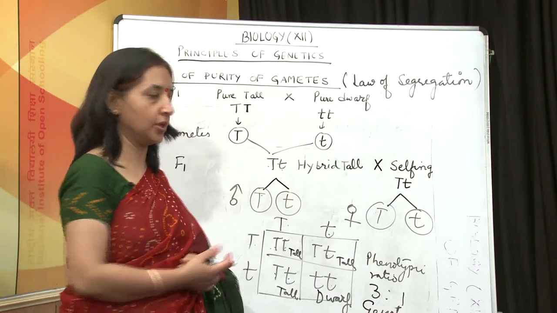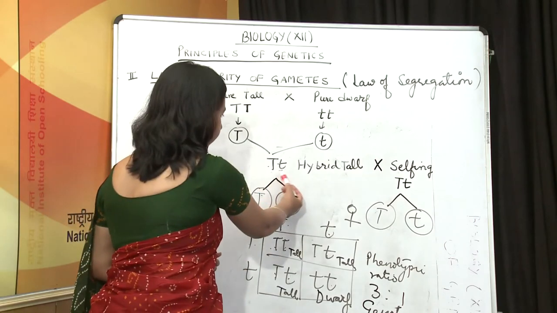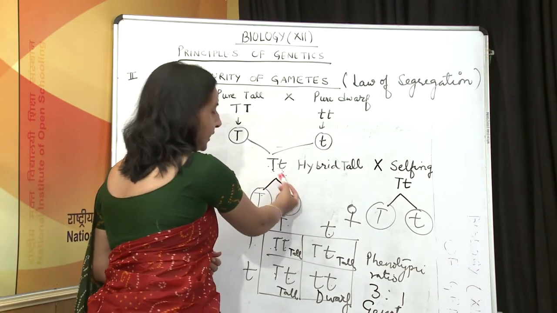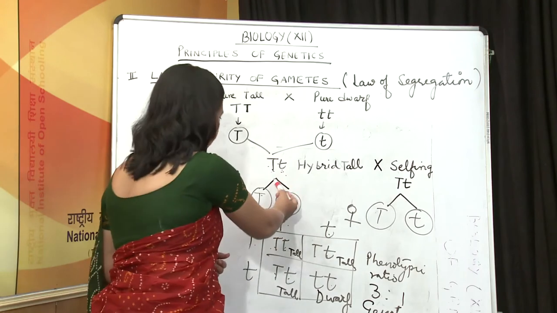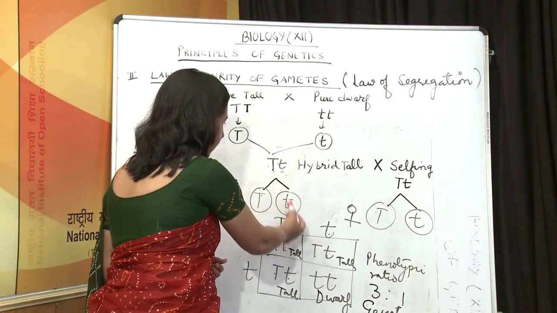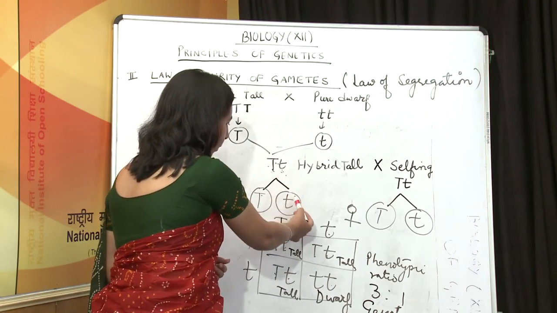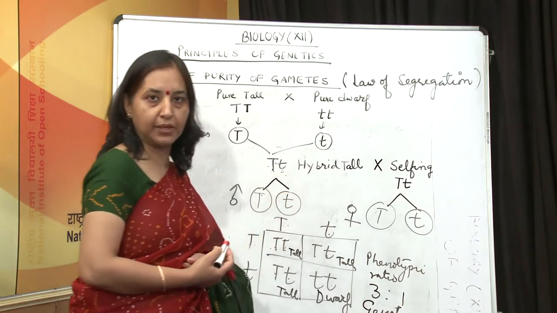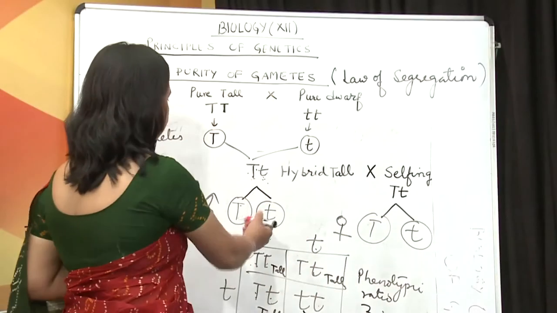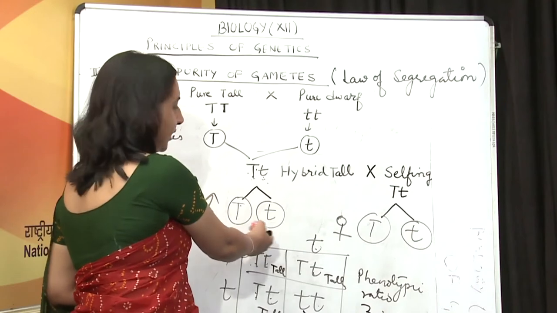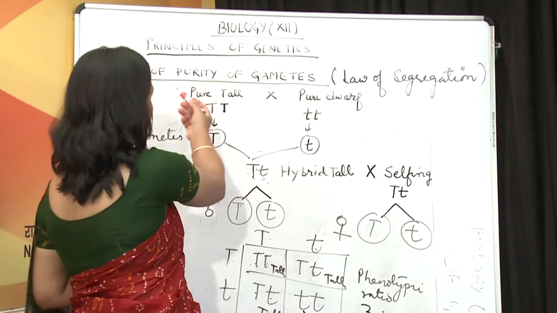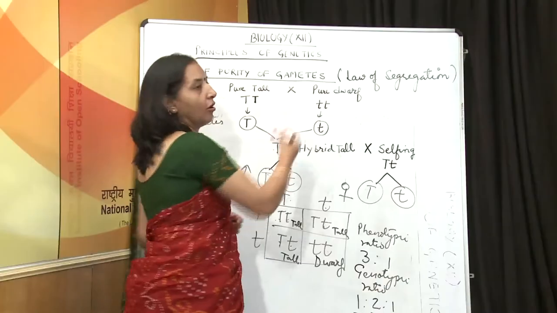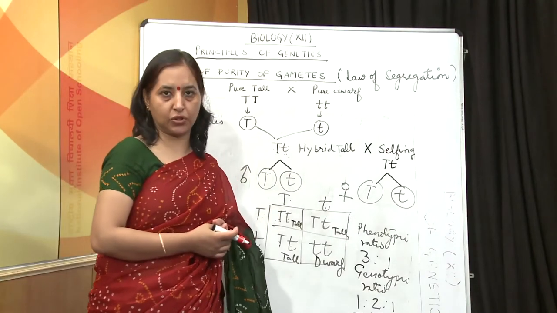They are never hybrid. So here, even if these alleles are together, at the time of gamete formation they are separating, and only one is entering each gamete. Therefore, the gametes are always pure. They are never mixed. This is what the law of purity of gametes, or law of segregation, is.